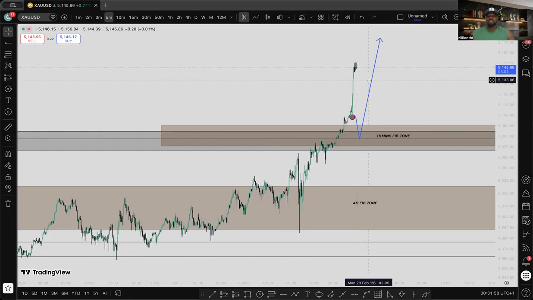All right, so that will be all for now. This is the area we're going to be looking out for before we take any buy.